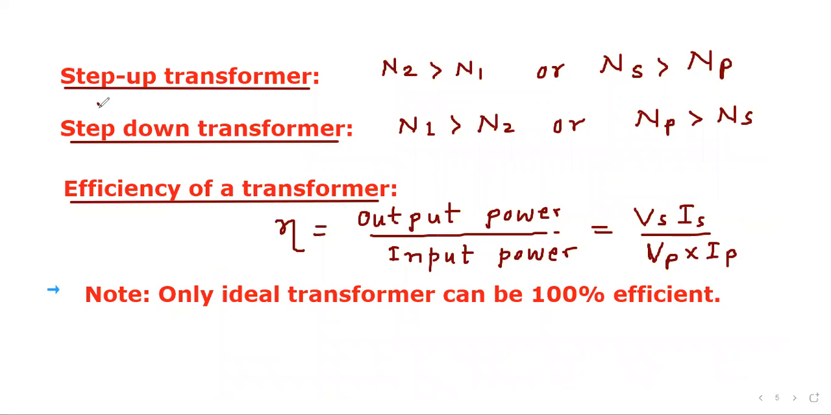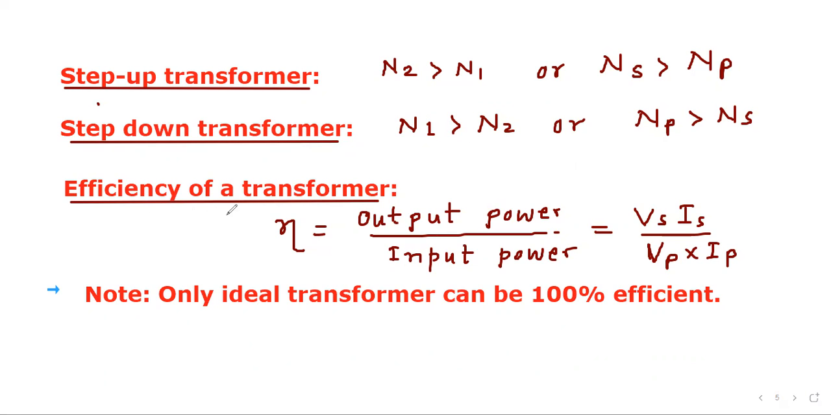Now, there are two types of transformers. Number one, step-up transformer, in which number of turns in secondary are larger than number of turns in primary. So NS is greater than NP, or N2 is greater than N1. Step-down transformer, here number of turns in secondary are less than the number of turns in the primary. So NP is greater than NS, or N1 is greater than N2.